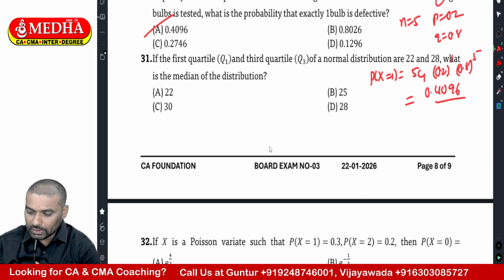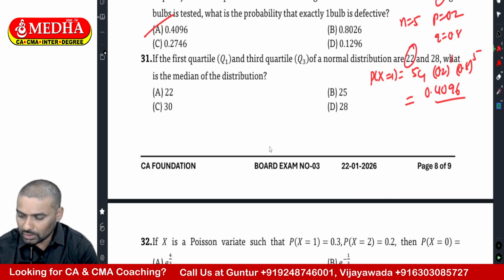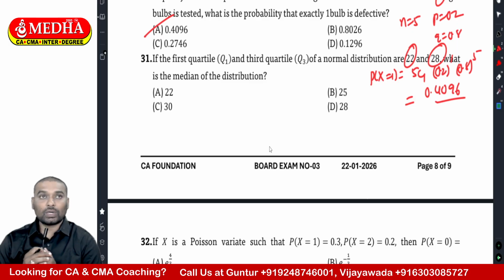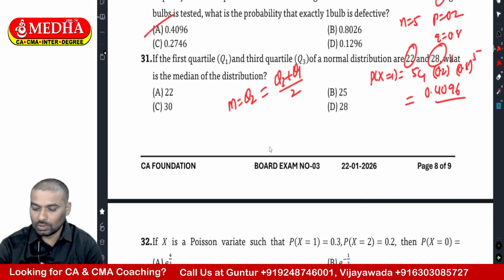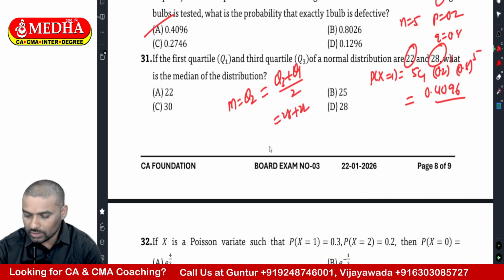Next, Q1 value and Q3 value are given: Q1 is 22, Q3 is 28. What is the median? Median means Q2. If the data is symmetric, the Q2 formula is Q3 plus Q1 divided by 2. That is 28 plus 22 by 2, which is 25. Option B is correct.